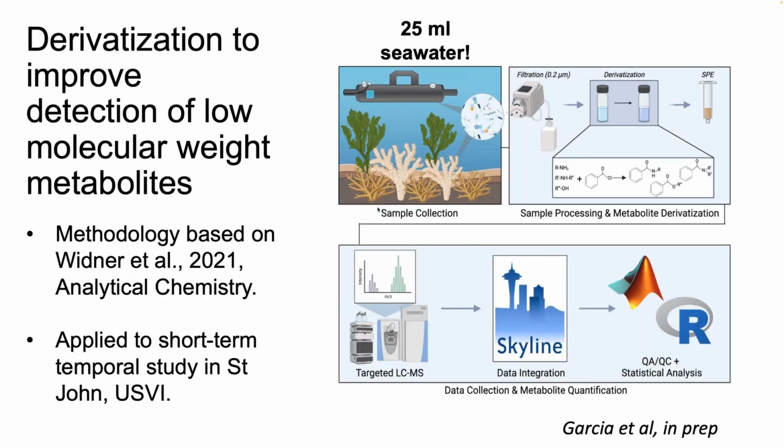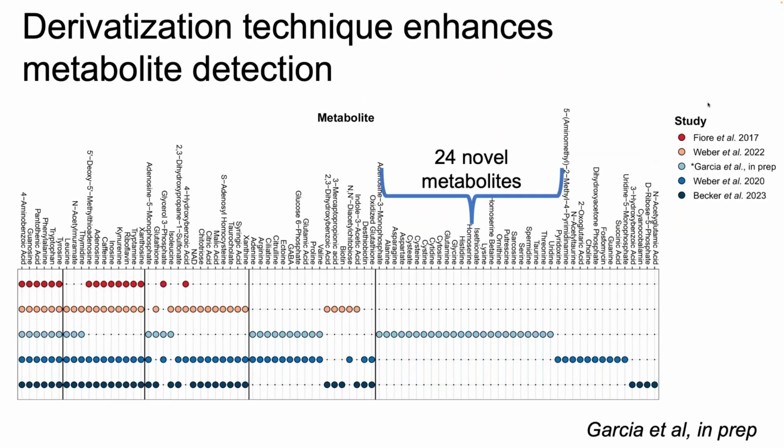So what Brianna has been doing is applying a derivatization-based method to improve the detection of these low molecular weight compounds, and basically what she's doing is just adding an additional molecule to these smaller molecules, which allows them to be captured on the solid phase column for extraction. She's been applying this to a short-term temporal study in U.S. Virgin Islands. And I'm not going to get into much of this other than to say that, hey, it's working. We're really excited. Brianna, you're doing awesome.